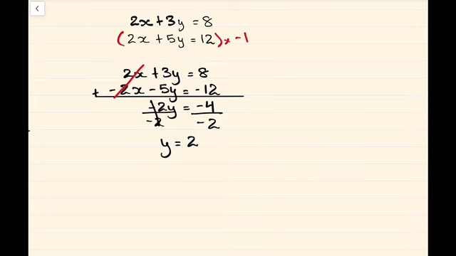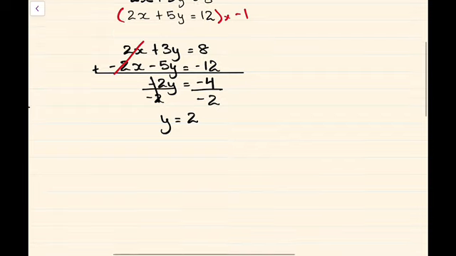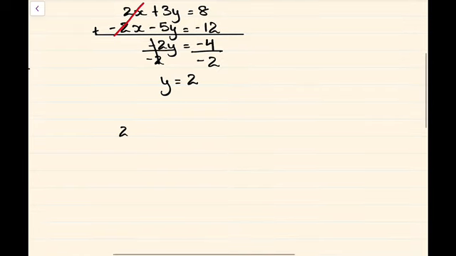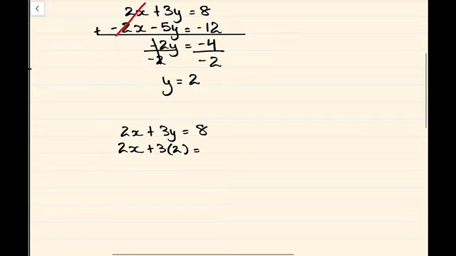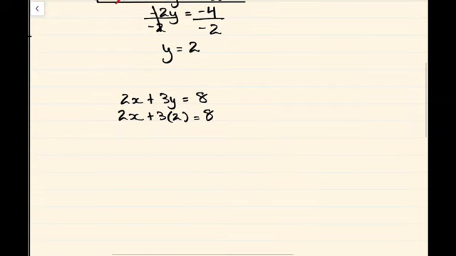So now that we've solved for y, we're going to solve for x. And we'll just use the same equation to solve for x. 2x plus 3y equal 8. So y is equal to 2 in this case. So 2x plus 3 multiplied by 2 is equal to 8. So 2x plus 2 times 3 is 6 equal to 8.